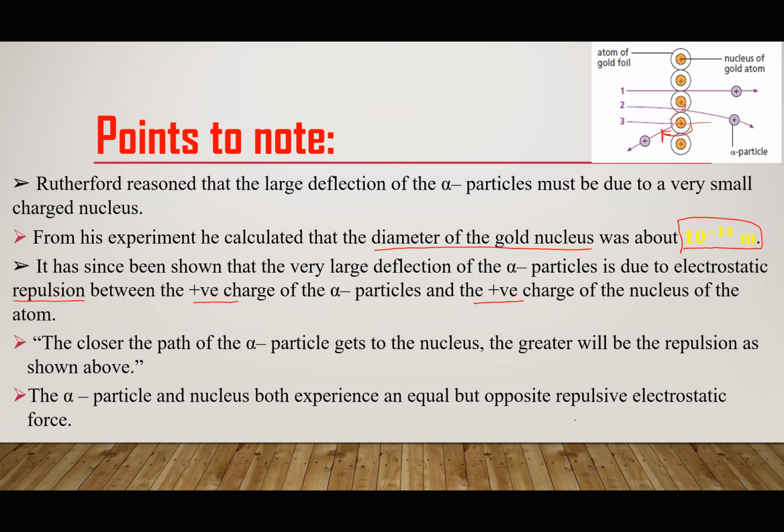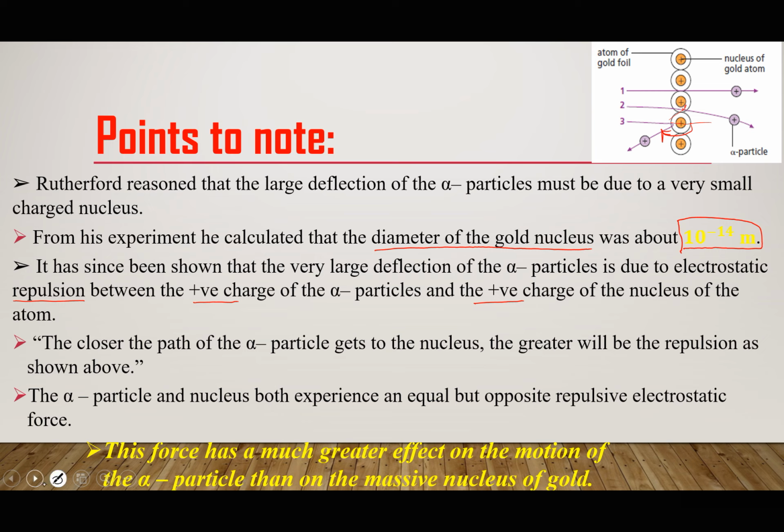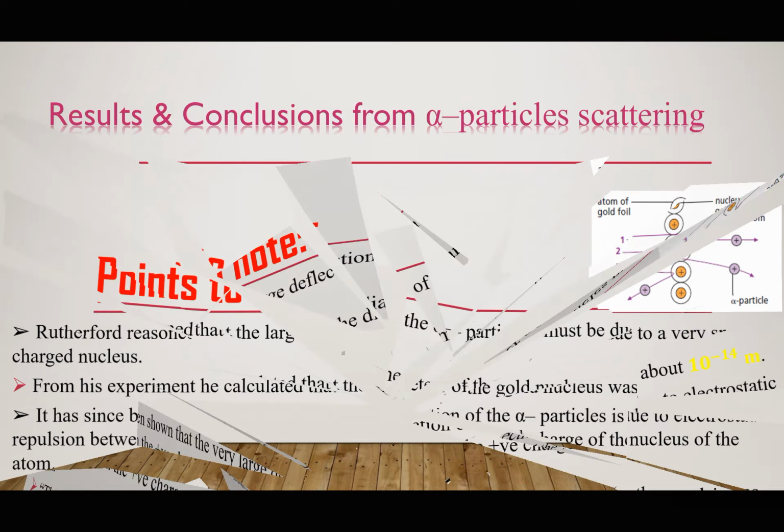So what conclusions can we arrive at from Rutherford's model of the atom? Conclusion. This force has a much greater effect on the motion of the alpha particle than on the massive nucleus of gold. So the alpha particle will be deflected, it will move backwards, but because the nucleus is extremely massive, the force has more effect on the alpha particle than the nucleus. So the nucleus is extremely massive. What conclusions can we make?